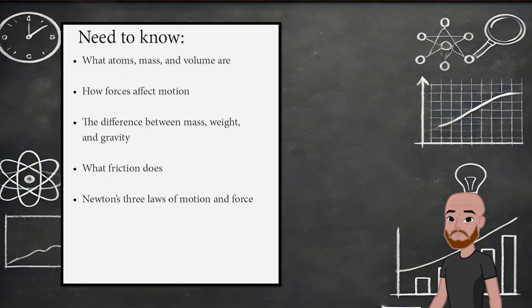Now you've learned the basics of physics. You know what atoms are and how mass and volume are related. You understand how forces affect motion and the difference between mass, weight, and gravity. You've seen how friction can slow things down or help us, and how Newton's 3 laws explain all the motion around us. Everything, from why cars roll to why you stay on Earth, is about physics.